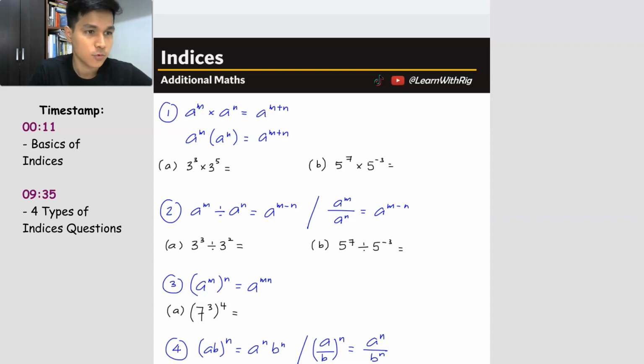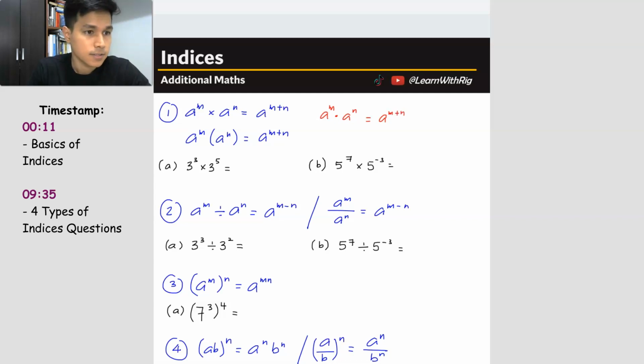The first rule you have to know is when it comes to multiplying two numbers with the same base, you have to add up the power. It can be written as multiply here. Sometimes it can also be written as a dot. Same thing, when it's a dot, it is also multiply.